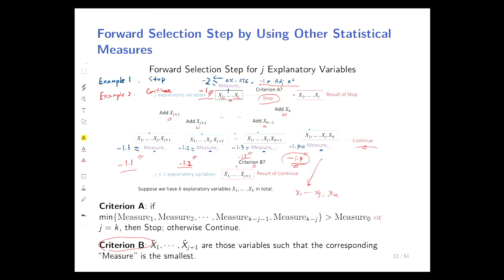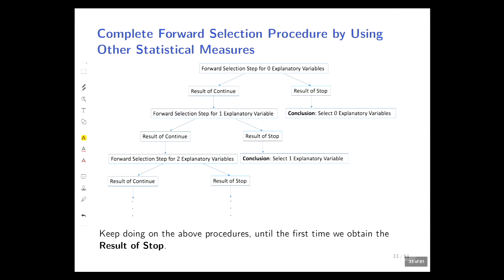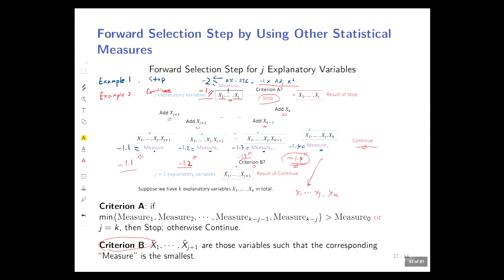So that's the forward selection step for J variables by using these new measures, AIC, BIC, and adjusted R-square. And in order to complete the steps, we need to start from the model with 0 variables. In the previous lectures, a lot of students asked me what the model with 0 variables means. That just means the model with intercept only. In the lm function, you can consider it as y tilde 1. So we start from this model with 0 explanatory variables, and then we try this procedure.